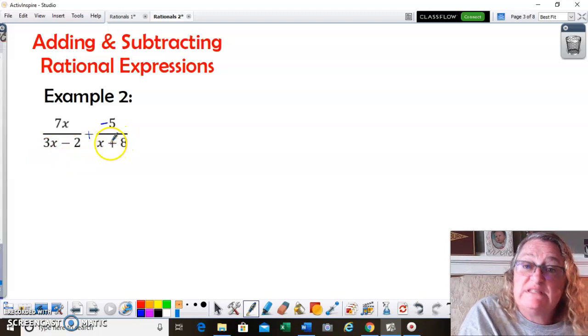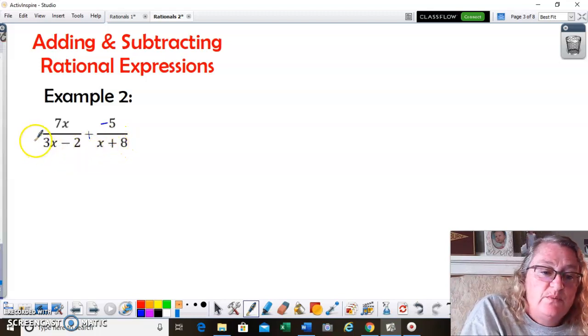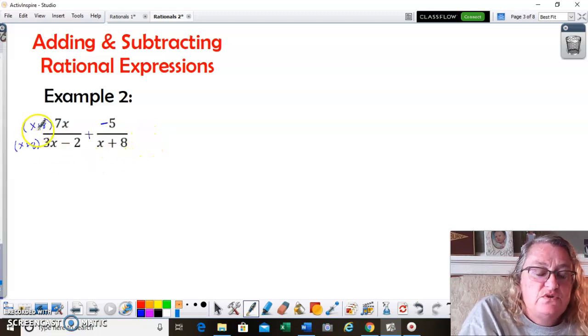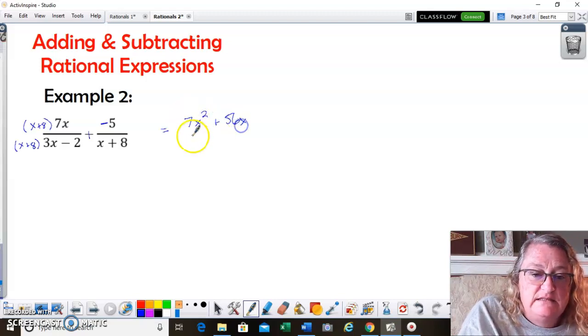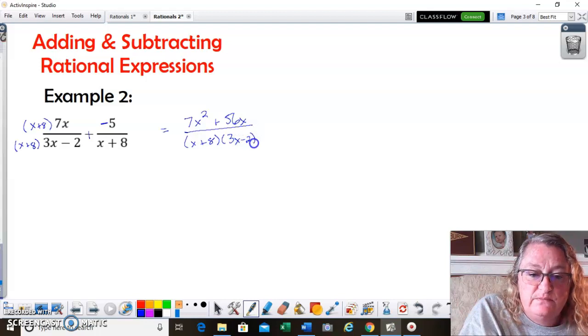So my next job is to get a like denominator. So I'm going to multiply the bottom by the other denominator, so x plus 8, which means I have to multiply the top by x plus 8 also. Okay, so that means this one over here becomes 7x squared plus 56x. And my denominator is x plus 8 and 3x minus 2.